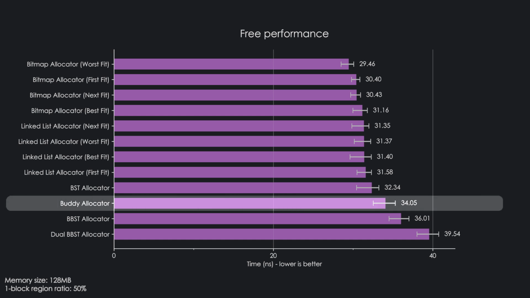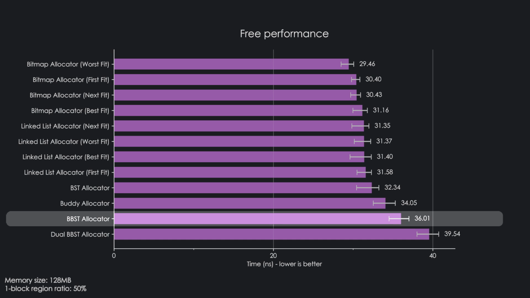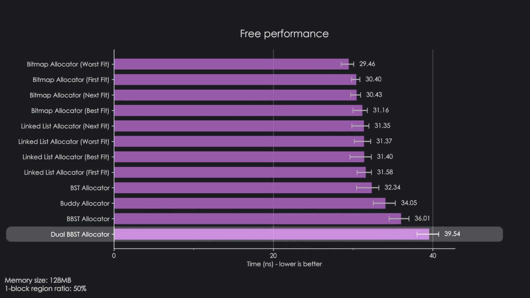The buddy allocator performs only slightly worse, which can be explained by the fact that it has to update bits in multiple layers. The balanced binary tree probably needs to do some tree rebalancing when regions are deleted or changed, giving it a slight performance penalty. In the dual binary search tree implementation, these changes are compounded since a free operation means deleting from the free tree and inserting that region back into the used tree.